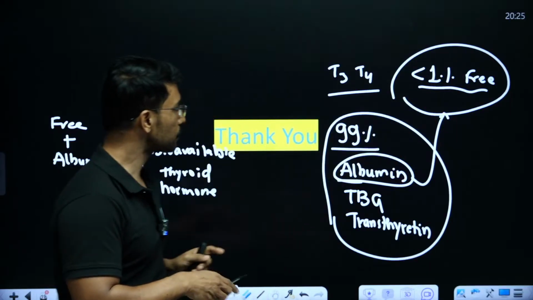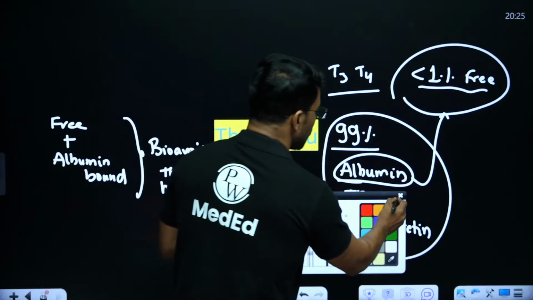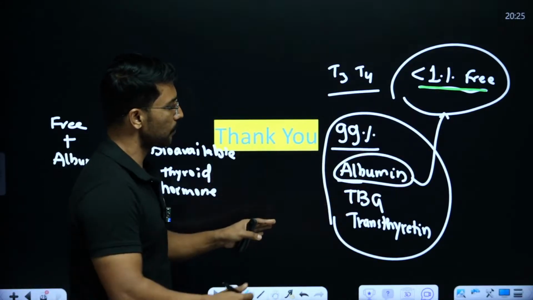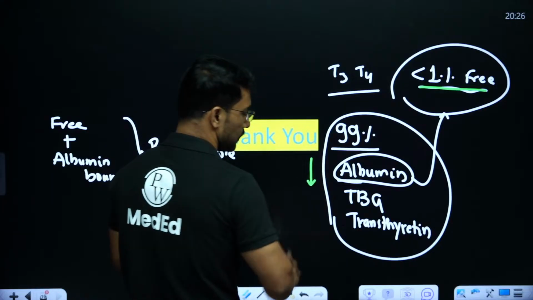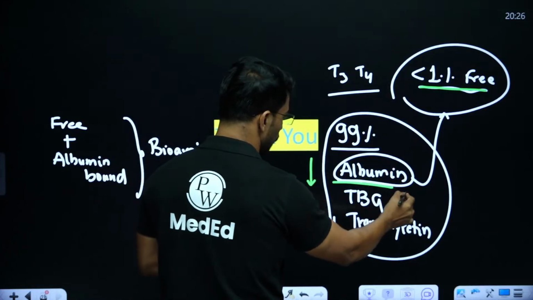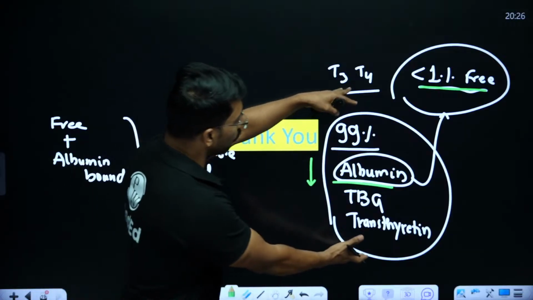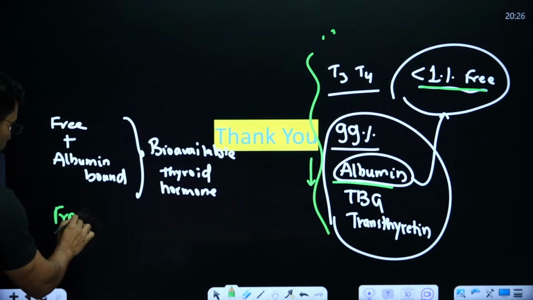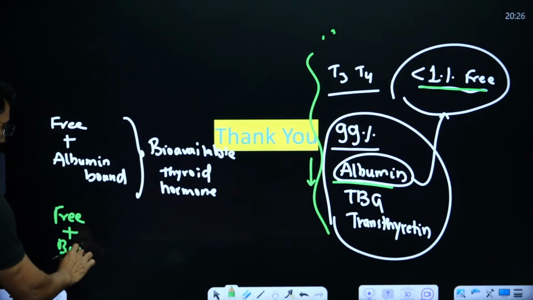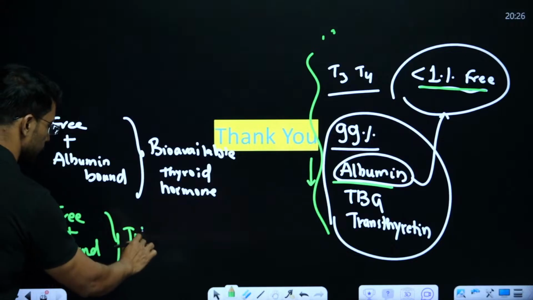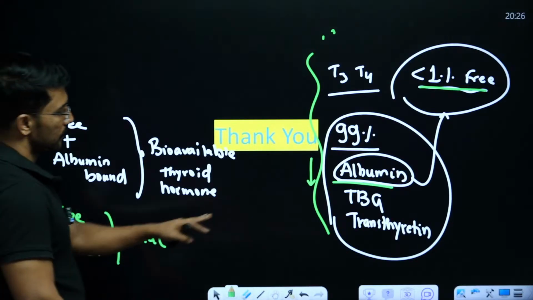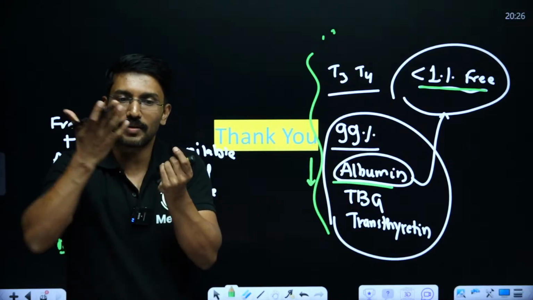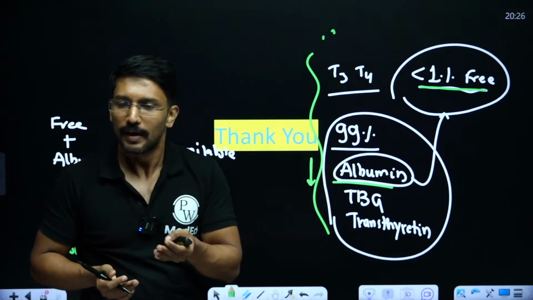Okay, so now functionally क्या matter करता है? Free form, right? This bound form का जो total quantity है, if albumin level decreases, so the amount of thyroid hormone bound to albumin will also decrease. So the total is every form put together, that is free plus bound form put together makes up total. So जब albumin कम होगा, so albumin bound thyroid hormone will also be less. तो वहाँ पे total का value less निकल के आएगा.